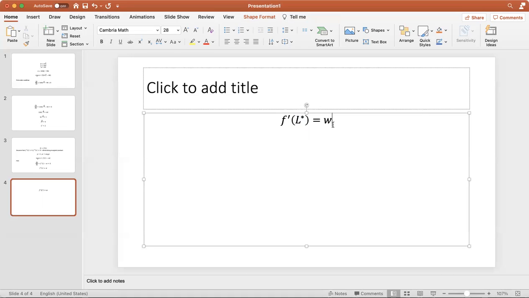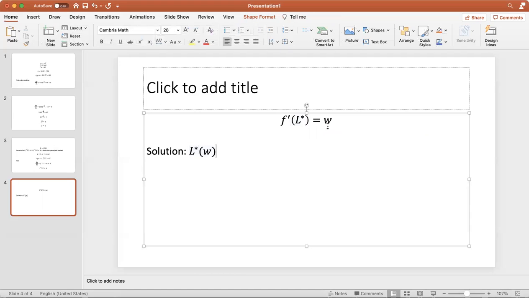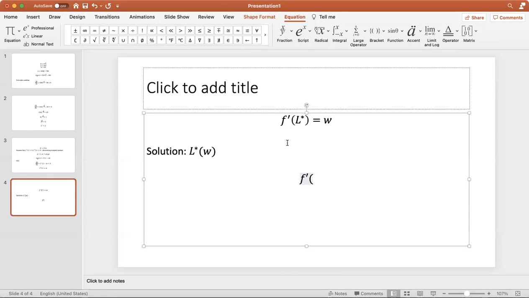You'll be obtaining L star from this marginal product condition, and the solution will normally look like another function. That's going to be a function of W. Now, if I plug this L back into this condition, we'll have a sort of composite function of W, and that's equal to W.